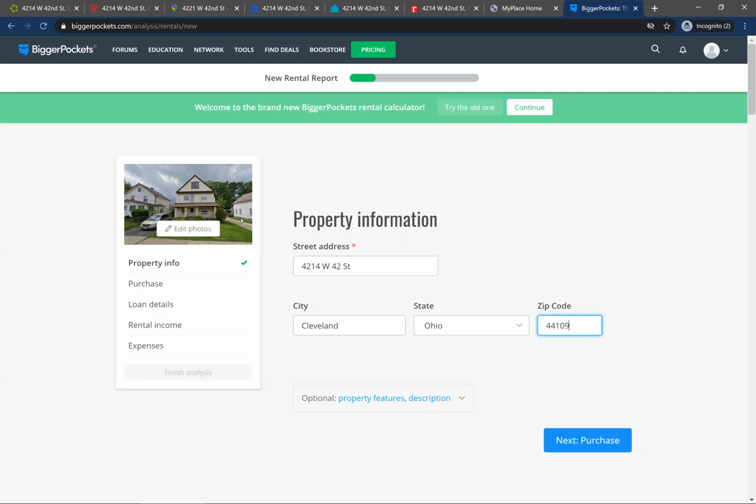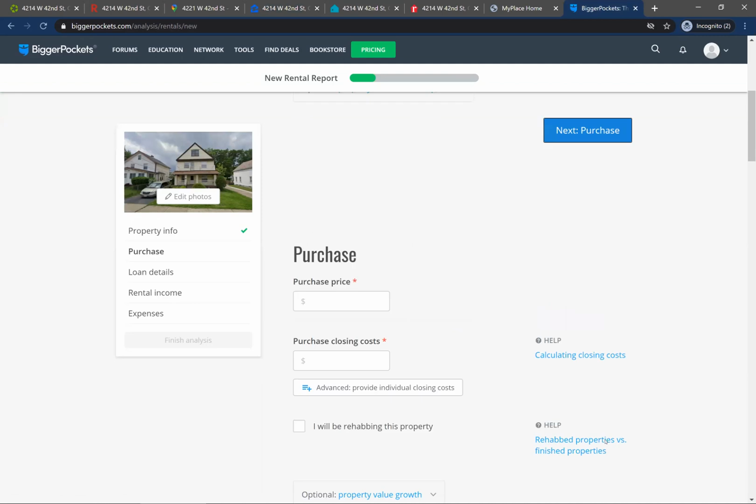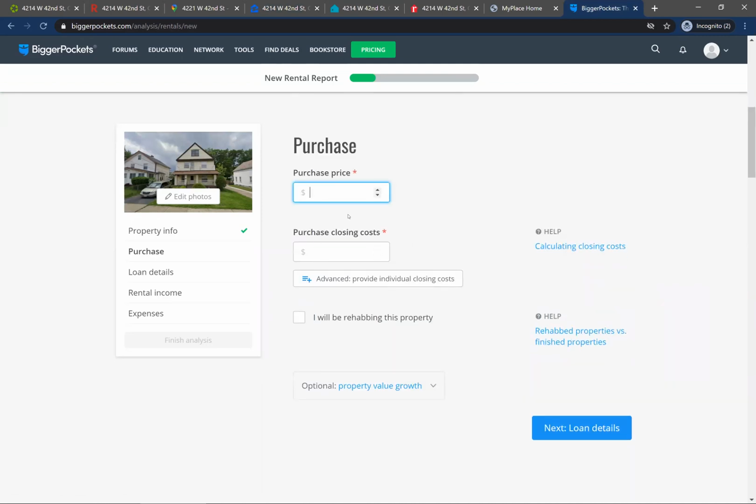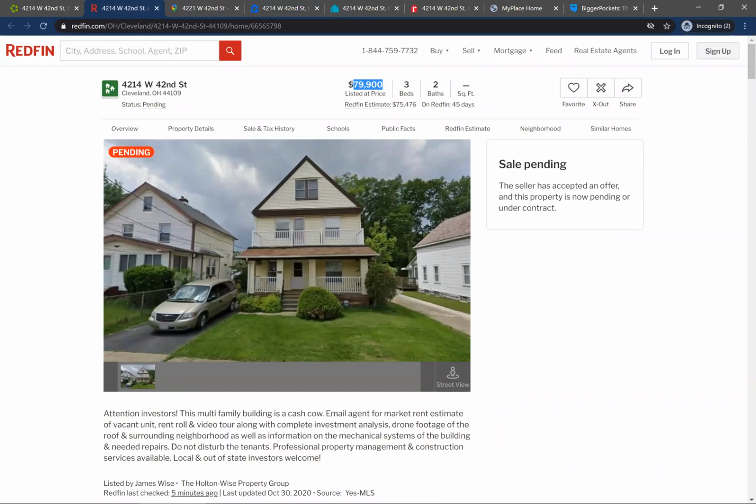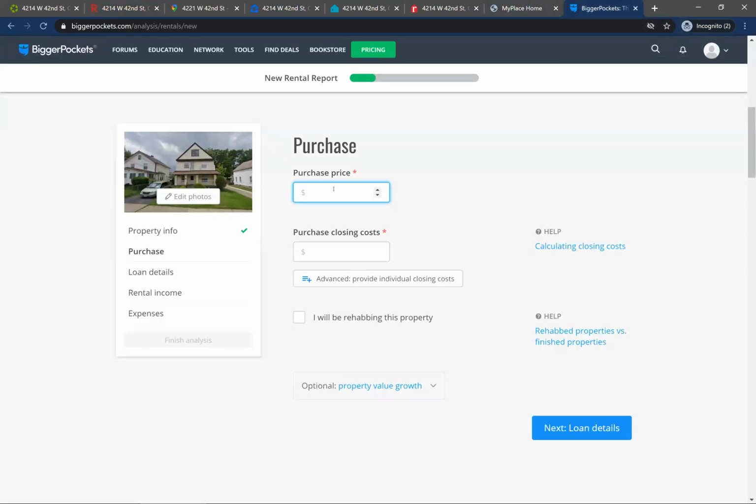I also downloaded a picture from Zillow and uploaded it in the BiggerPockets calculator, in this calculation section. So now we will go through the purchase information. What will be the purchase price? If we get this property at the mentioned listing price, 79,900, we want to calculate the cash flow. So let's think about this. We'll buy this property at the listing price.